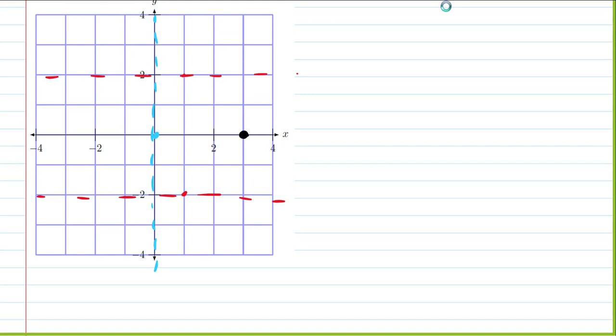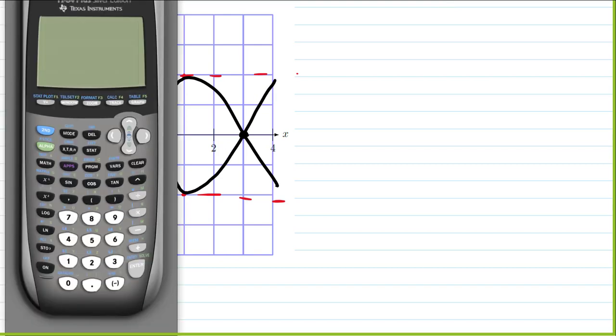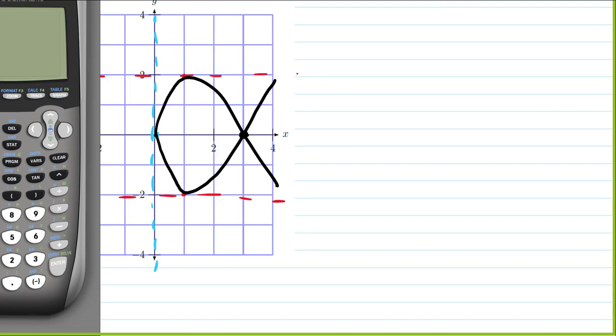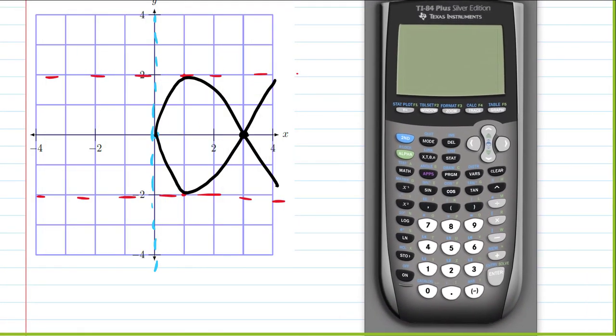So we could pick a few points to help us draw this, but we know that our graph's going to have to look something like this. It's going to go through this point, have a horizontal tangent, come down. It's going to do the same thing, horizontal tangent, turn around, and go back up. It's a terrible by hand sketch, but let's see what our calculator thinks.